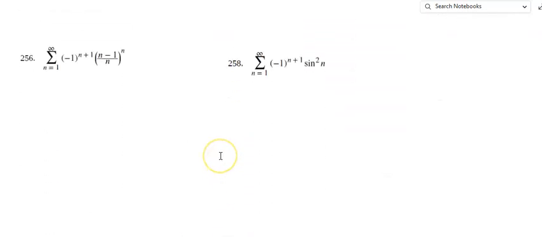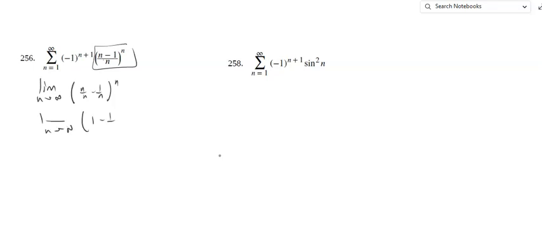Well, here's another one. Looking at this problem, I'm aware what this looks like. I'm going to take the limit as n approaches infinity, and I'm going to split that up, n over n minus 1 over n to the n. Limit as n approaches infinity of 1 minus 1 over n to the n. That's 1 to the infinity. That is e to the limit as n approaches infinity of natural log of 1 minus 1 over n to the n.